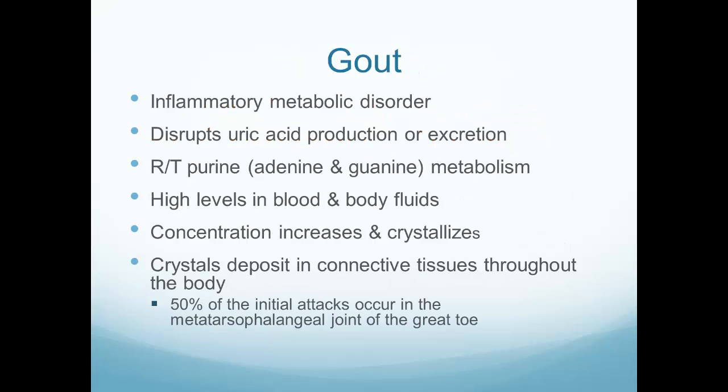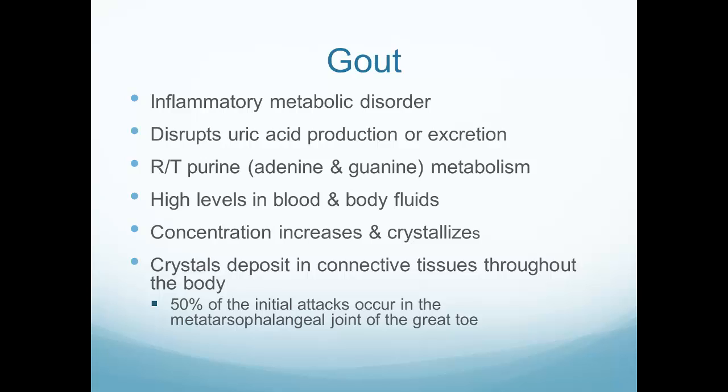Another joint problem is gout. Gout is an inflammatory and metabolic disorder where we have abnormal uric acid production, or I should say excretion. So we may have too much being produced and too little being excreted, or we may just have one or the other of those situations occurring. So uric acid starts to build up in the body. High levels in the blood and body fluid start to crystallize.